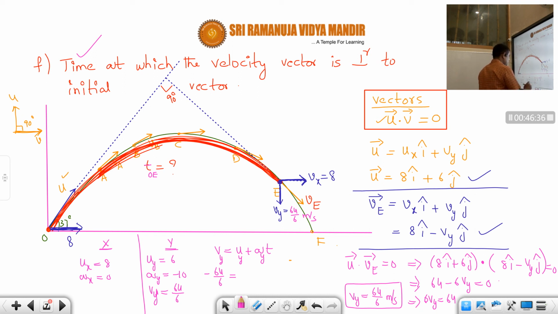What is uy, students? Uy is 6 minus 10 times t. So this implies 10t is equal to 6 plus 64 by 6. So 6 sixes are 36, okay, so that means 100 by 6. 10t equal to 100 by 6. So that means t is equal to, finally, 10 by 6 or 5 by 3 seconds. So this is the answer, students.